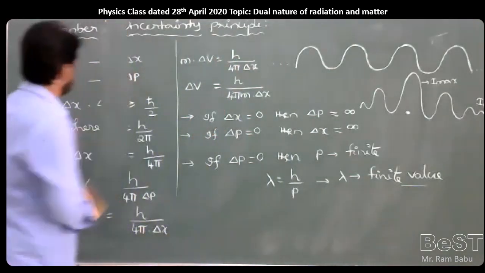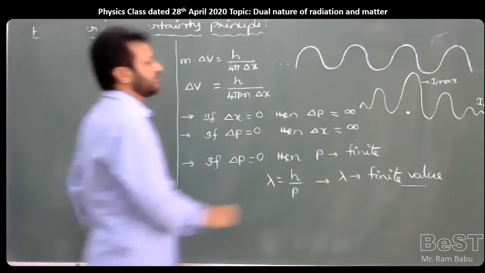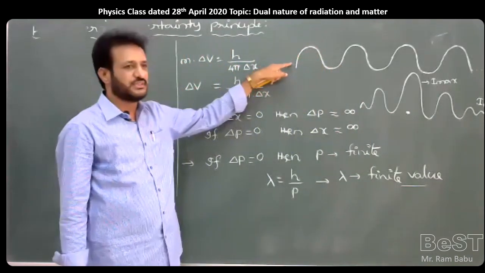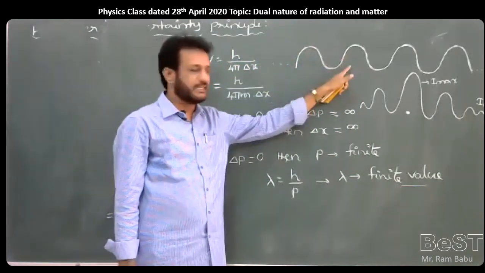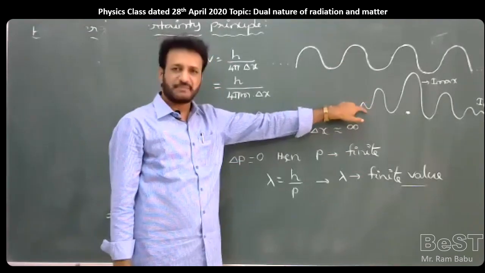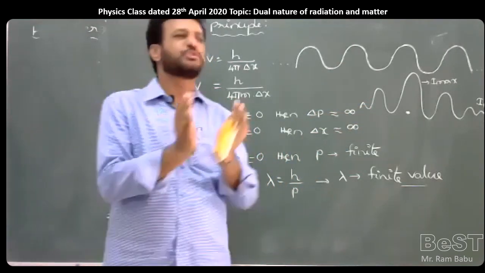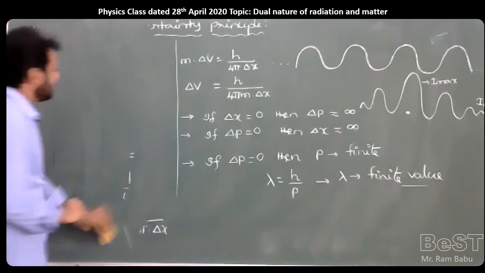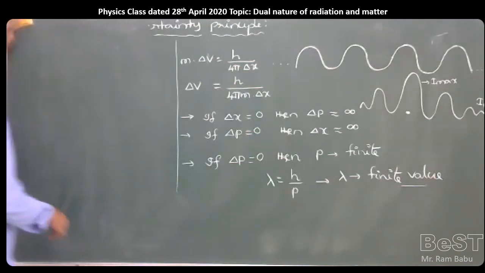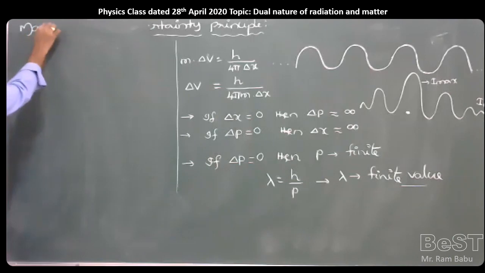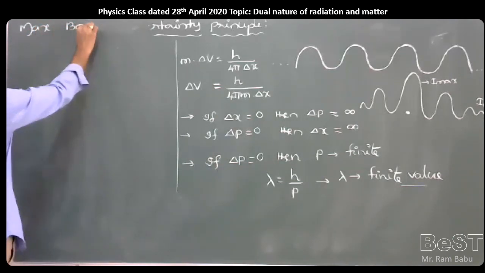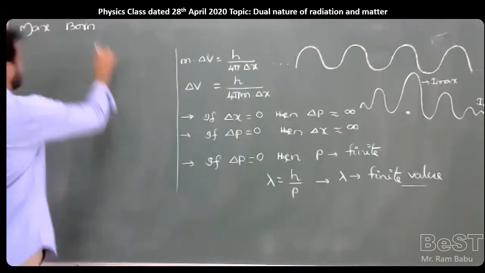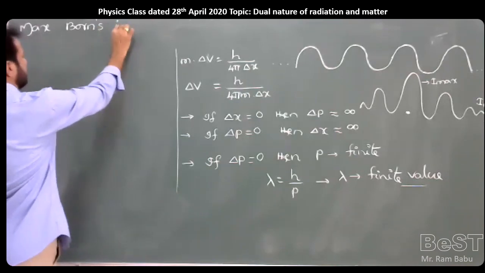I'll say that point here. So here, this wave is spreading throughout the universe. Here delta p is equal to 0, but p is finite, lambda is also finite, but it is a wave packet. Wave packet means a group of matter waves superposed to form a wave packet or a wave function. But here one interpretation was also given by the scientist Max Born. Max Born's interpretation.